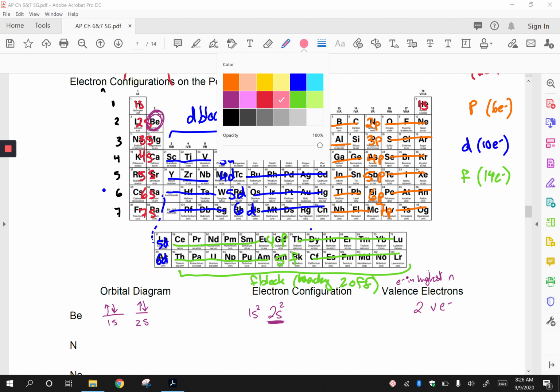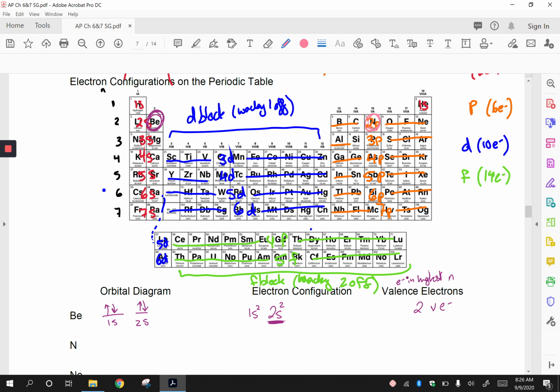So nitrogen is right here. And so I go 1s, and I have my 2 electrons. Then 2s, and I have my 2 electrons. And then I go to the 2p. The 2p has 3 orbitals. I need to draw all 3 of the orbitals, but I only need 3 electrons: 1, 2, 3 in the 2p. So I put 1 in each first because I want a maximum number of unpaired electrons.